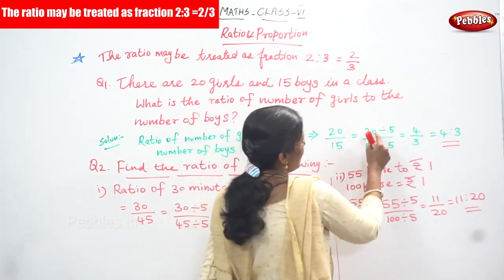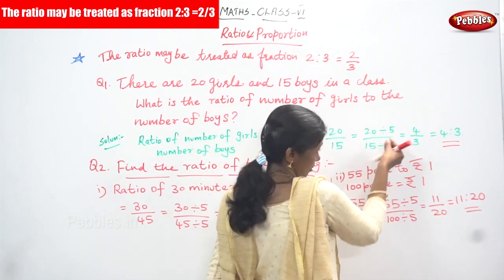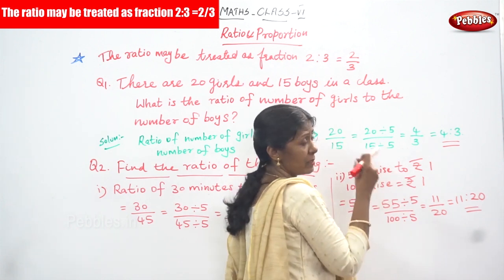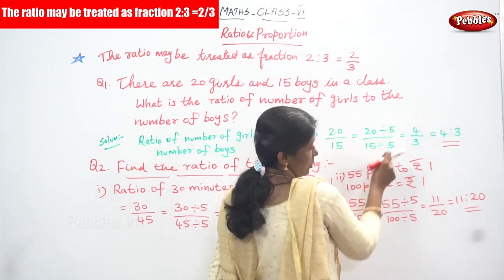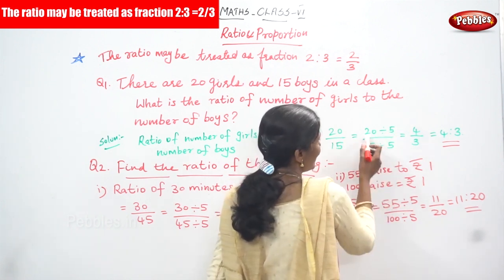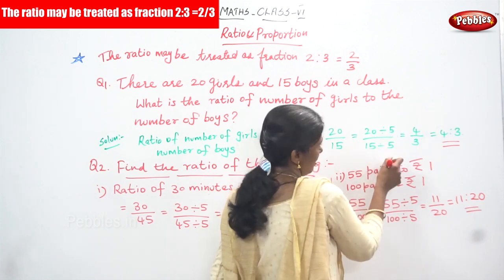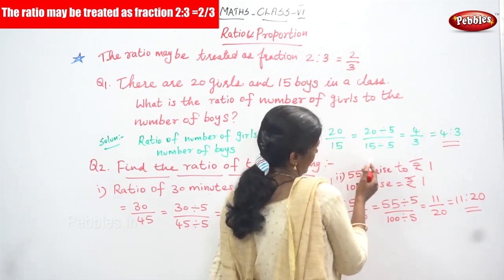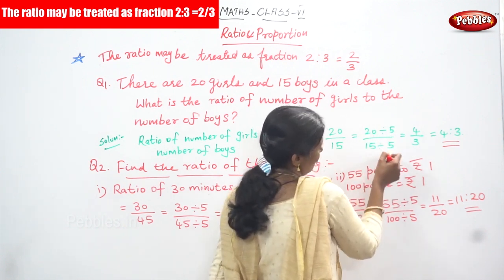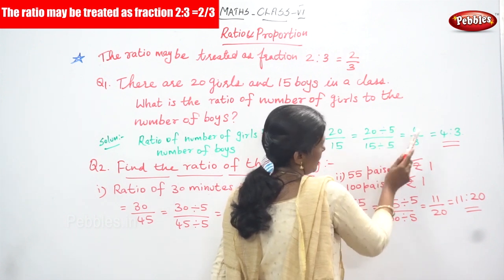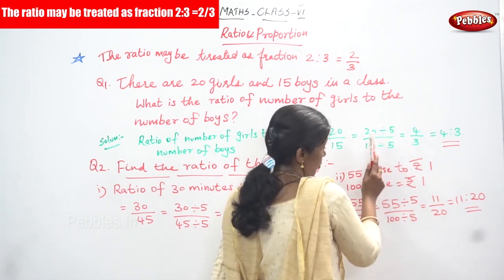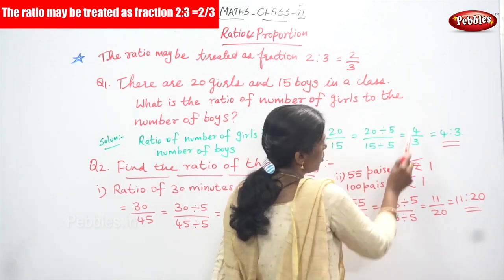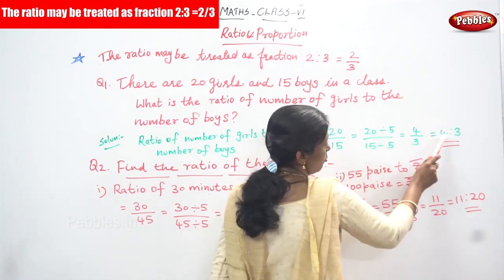If you want to simplify these two numbers, you have to take a common divisor. 20 is divided by 5 and 15 is also divided by 5. The numerator is divided by 5 and the denominator is also divided by 5. So 20 divided by 5 gives 4, and 15 divided by 5 gives 3. You get 4 by 3, so the ratio is 4:3.